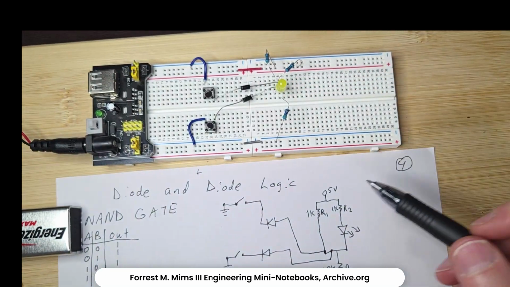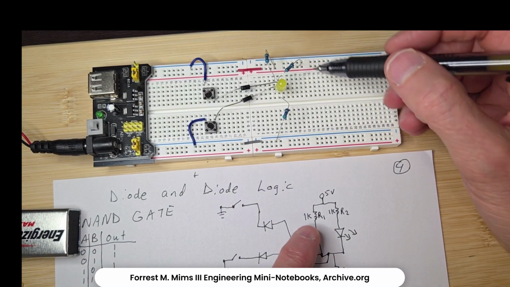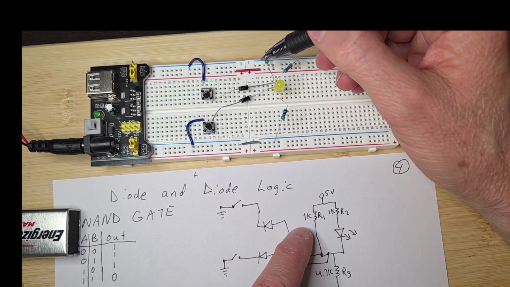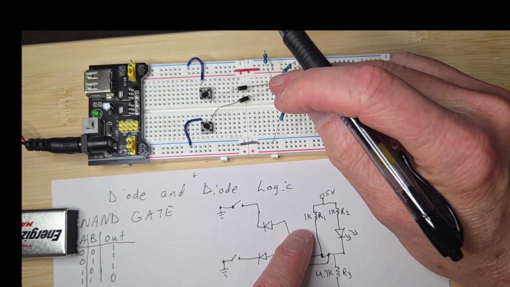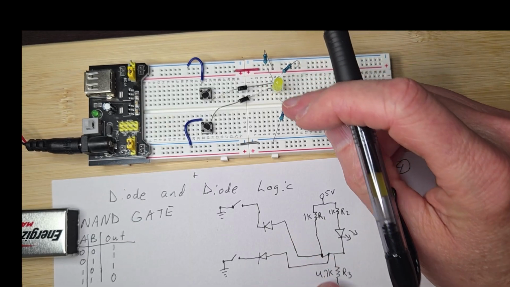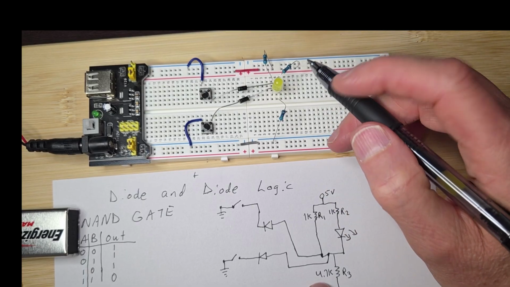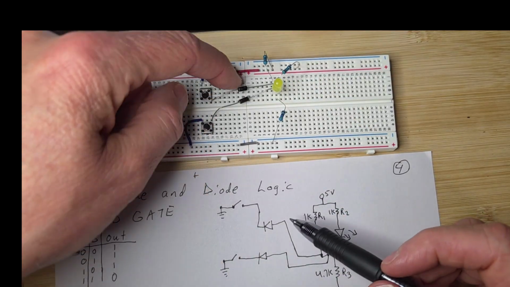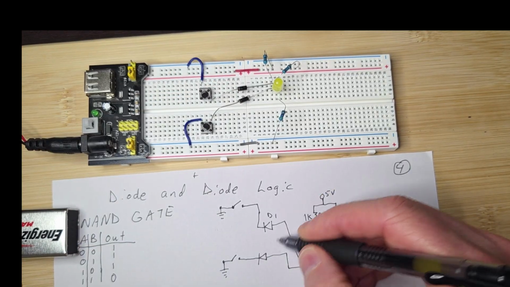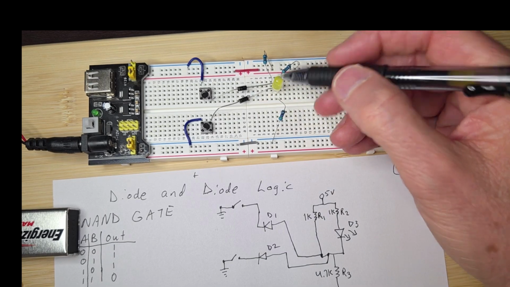And it works great. What we have is 5 volts, you can see up here. I've got R1, which is 1 k ohm. R2 is 1 k ohm going to this LED. And then we have a 4.7 k ohm resistor, that's R3, going to ground. And of course we have the diodes. Here's D1 and D2, and D3 is the LED.